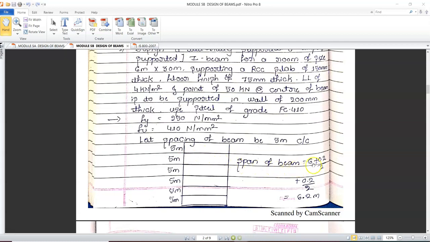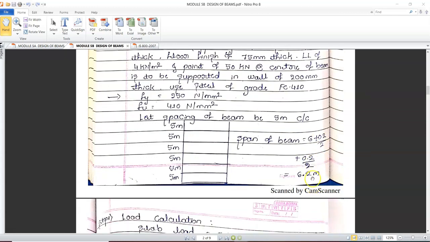So now the span of the beam becomes 6 meter plus half of the support on either side. The width of the support on either side is 200 mm. So half of 200 on the left side plus half of 200 on the right side. Now totally 6.2 meter. Now this is the span of the beam.